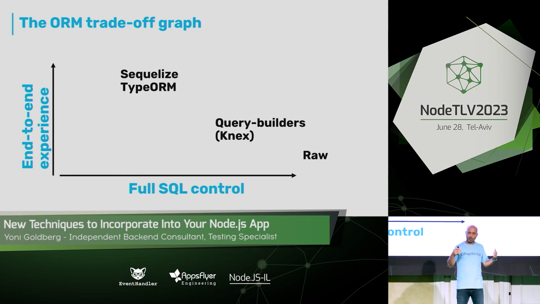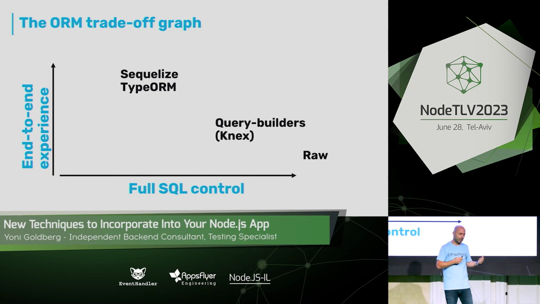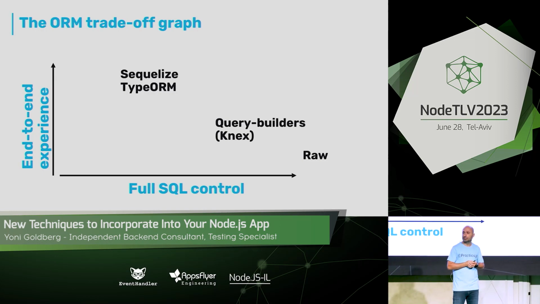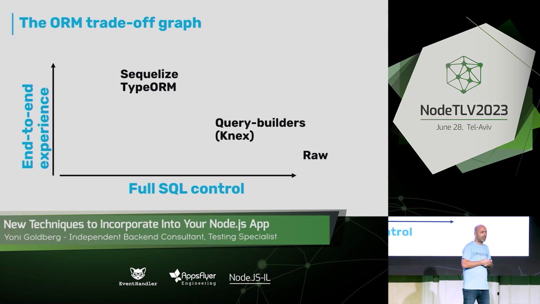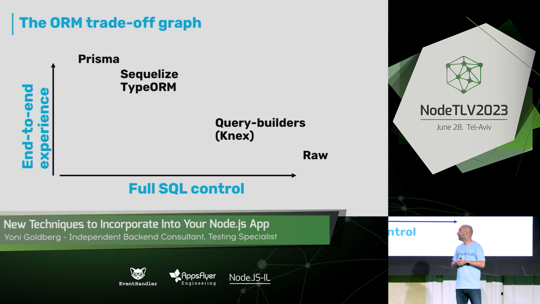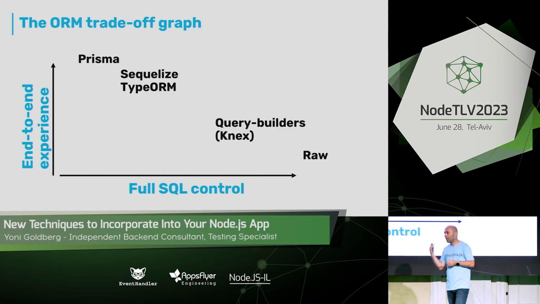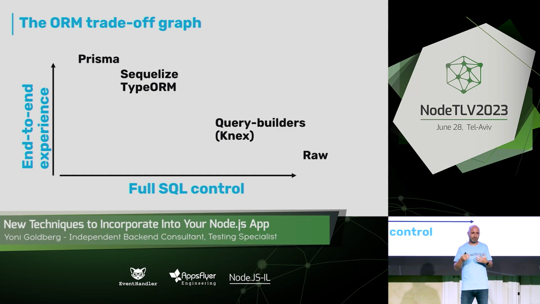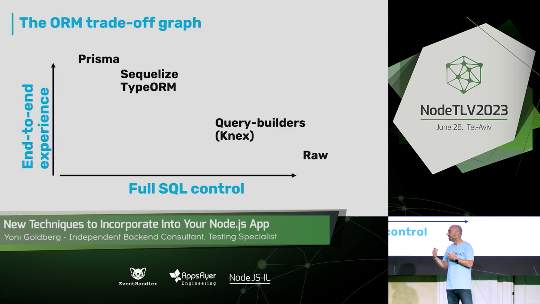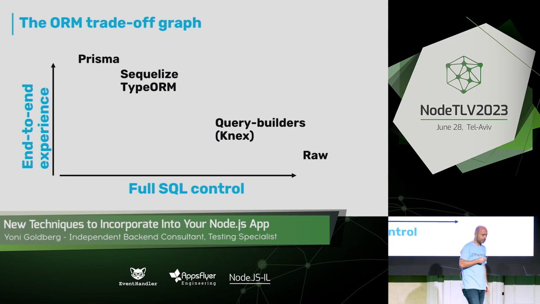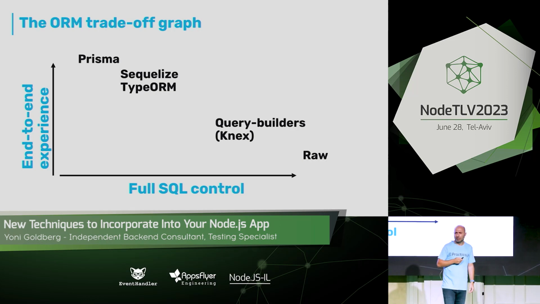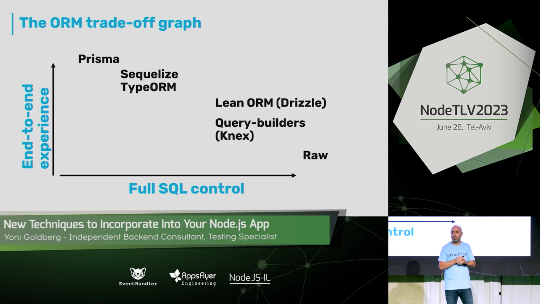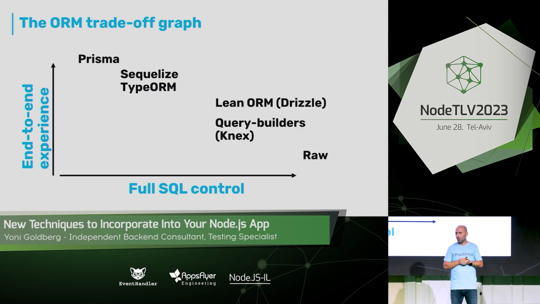ORMs, somewhere in the middle, right? A lot of features, less control. Where would you point? Where do you put Prisma? I suggest here, right? It scores the best for end-to-end features, but you get the least SQL control. And where would you put Drizzle? I think somewhere here, right? A lot of control, also a decent amount of features.